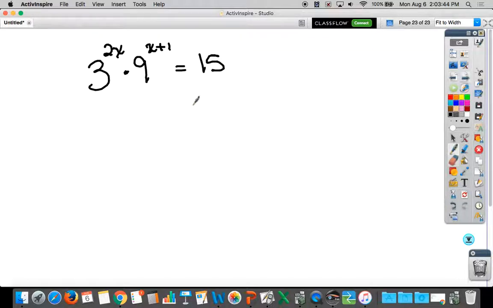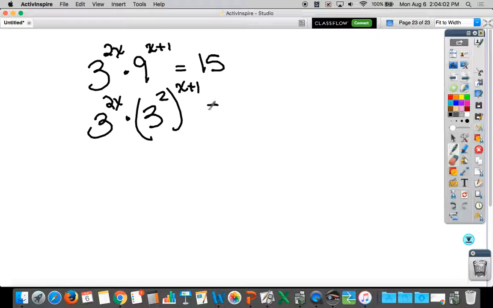Okay, I'm multiplying bases, but are they alike? So which one can I change? The 9. So 3 to the 2x, the 9 becomes what? 3 squared to the... when I raise a power to a power, I do what? So that becomes 3 to what? 2x plus 2. Don't forget to distribute with that.